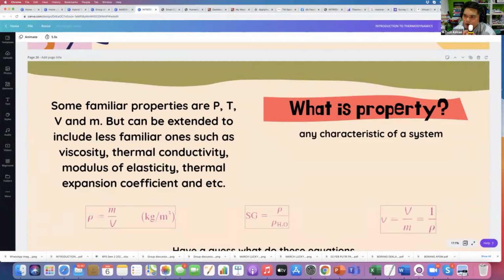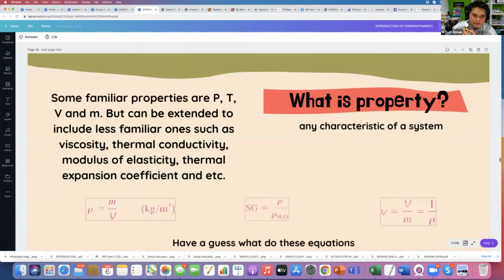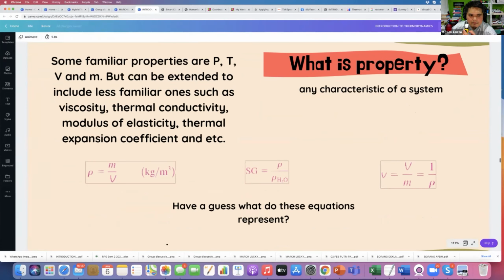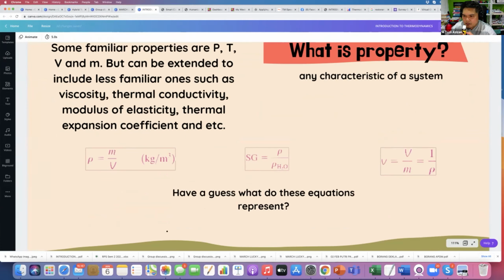You can tell the volume. You can tell the mass of it. But you can also tell other things, such as the viscosity of the fluid inside here, the thermal conductivity, the thermal expansion coefficient, and so on. For example, these are some properties. I'm not sure whether you are familiar with all of them, but I think the first one definitely you are familiar with. So what's the first one?